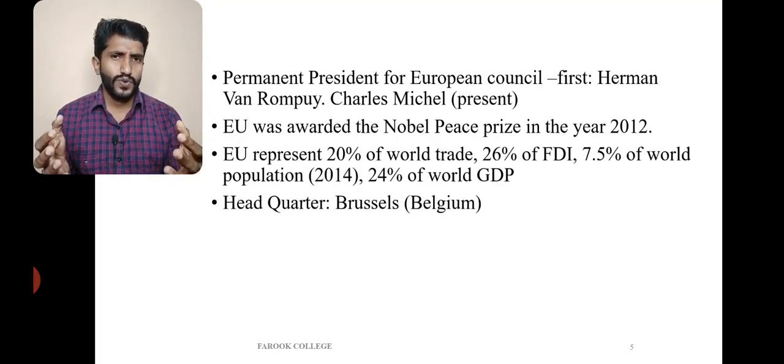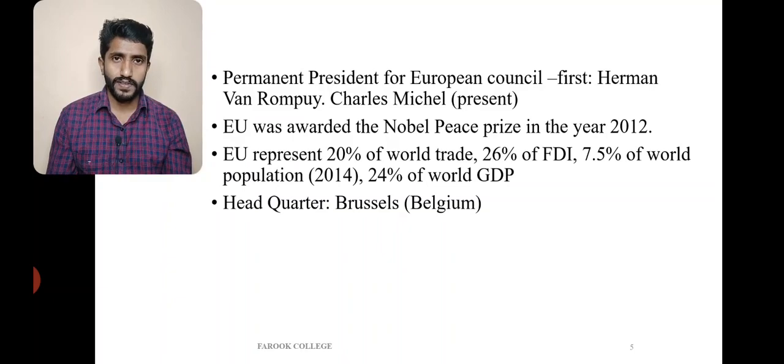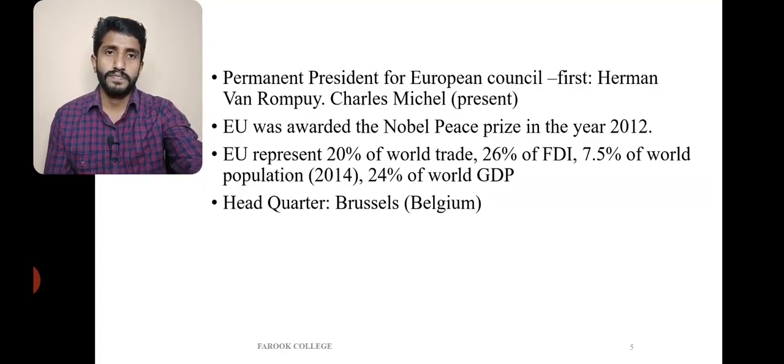Even though it is 27 countries, its contribution to the world is huge. The European Union represents 20% of world trade, 26% of total FDI, 7.5% of the world population in 2014, and 24% of total world GDP. So it has a high contribution to the world economy, and its headquarters is Brussels in Belgium.